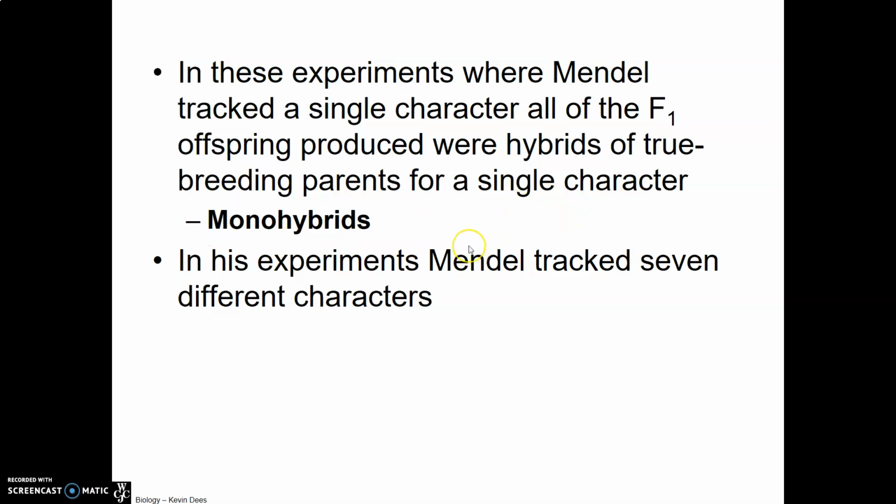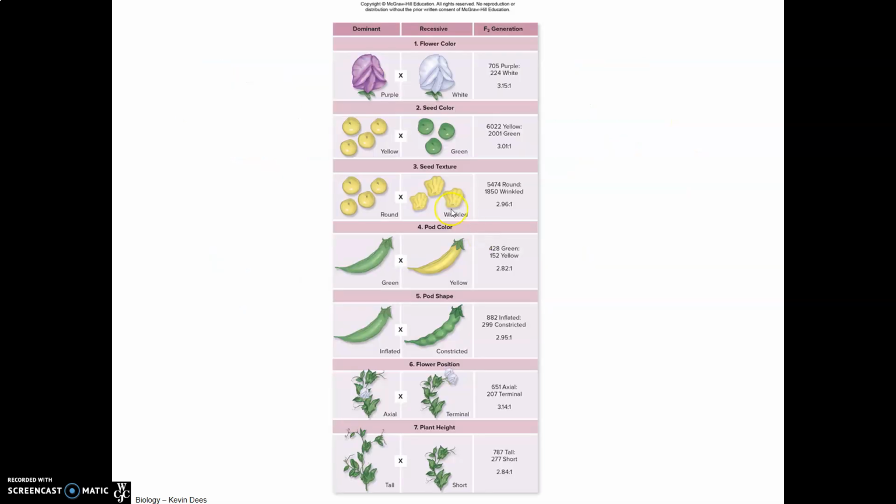Now, it wasn't just flower color that Mendel tracked. He also looked at six additional characteristics, six additional characters, including seed color, the texture of the seeds, pod color, the shape of the pod, the position of the flowers, and whether the plant was relatively tall or short.